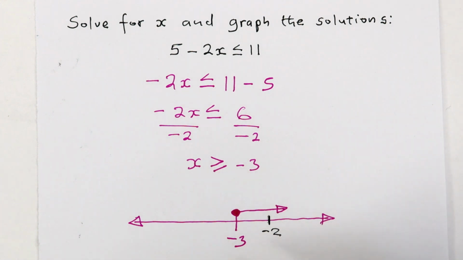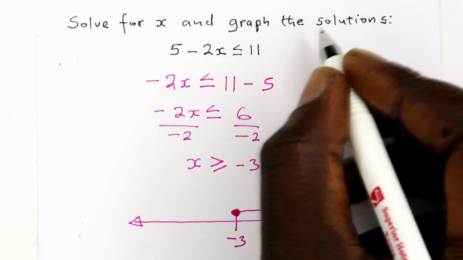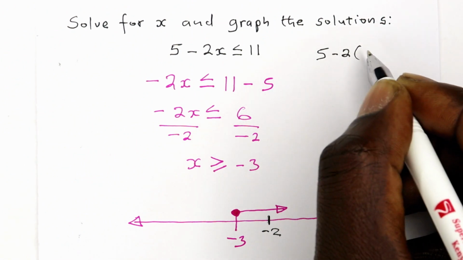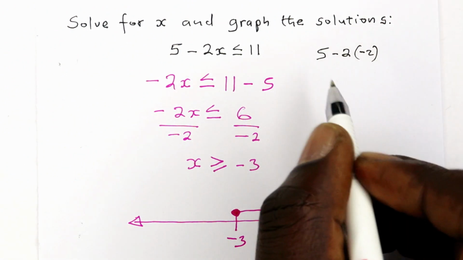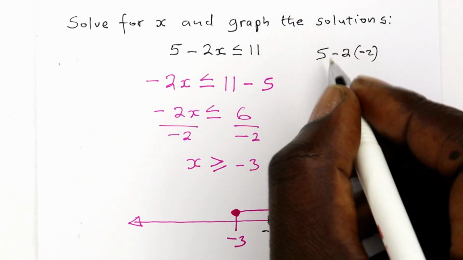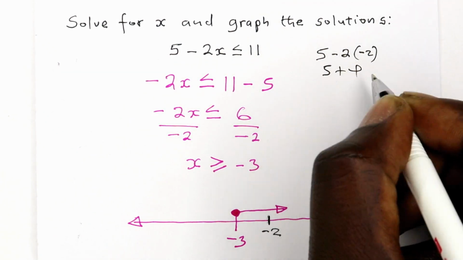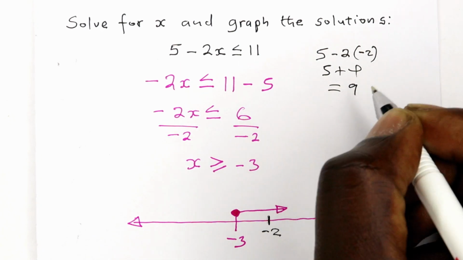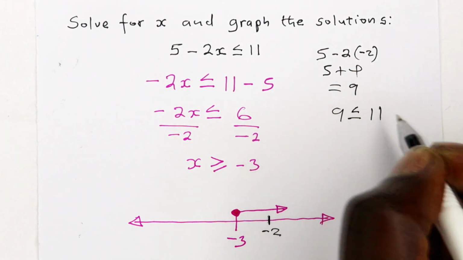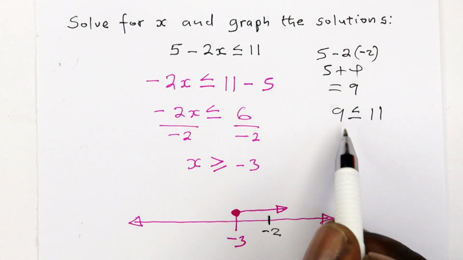If x was negative 2, you'll have 5 minus 2 times negative 2. And let us see if that is less than or equal to 11. That will be 5 plus 4, which is 9. And if you compare the two, you find that the inequality holds. 9 is less than or equal to 11.